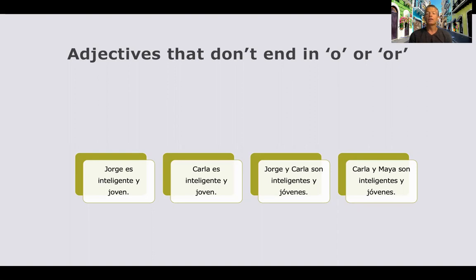Jorge y Carla son inteligentes y jóvenes. Carla y Maya son inteligentes y jóvenes. So notice how inteligente and joven goes to the plural, inteligentes and jóvenes. And notice when you go from joven with no accent mark to jóvenes, you put an accent on the O. This is so that you can maintain the accentuation on the letter O, jóvenes.